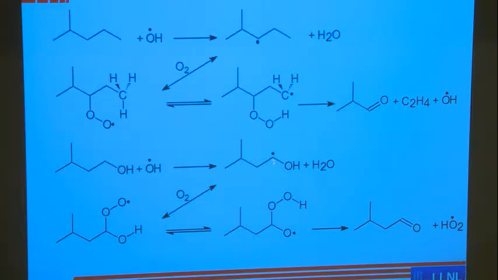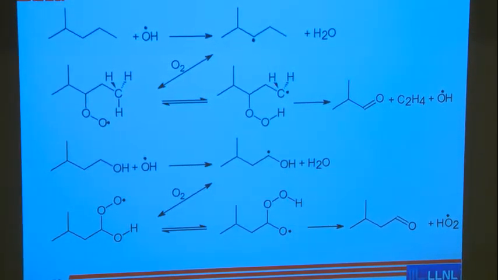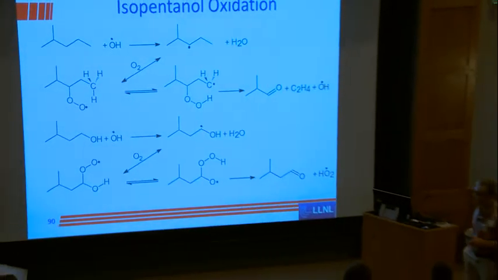So the preferential site to abstract would be either on this carbon atom, or here on the tertiary carbon atom in the molecule. Now, as I said, OH isn't that fussy about where it abstracts, but it does make some difference in terms of the rate of abstraction.